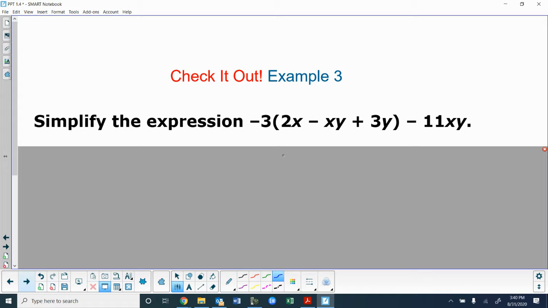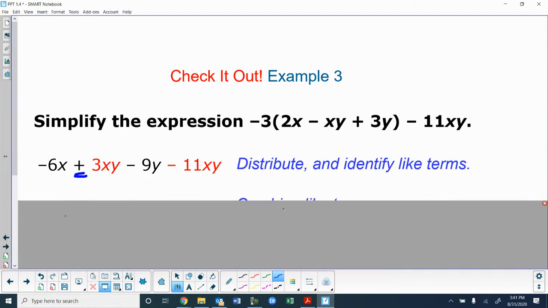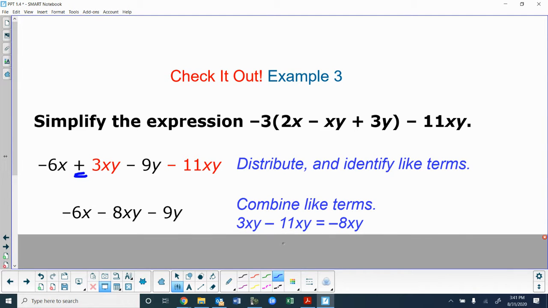Here we're going to distribute the negative 3 first. Negative 3 times 2x is negative 6x. Negative 3 times a negative xy is positive 3xy. Pay attention to your signs. Negative 3 times a positive 3y is negative 9y. And then minus 11xy. And as you can see, we have the red 3xy and the negative 11xy, which is negative 8xy.